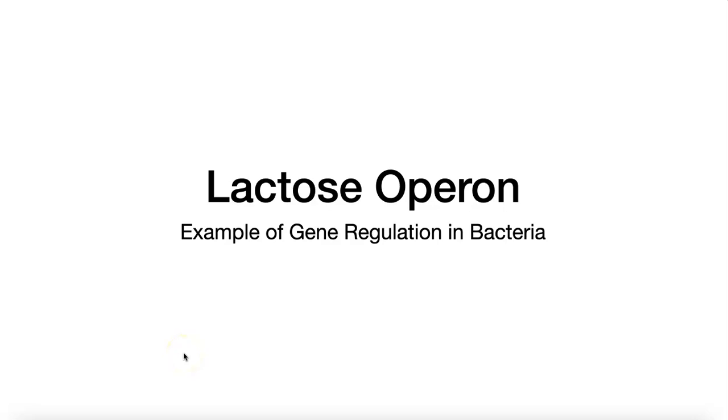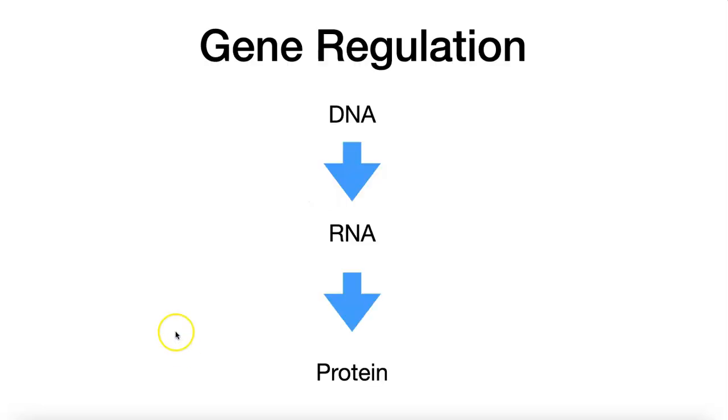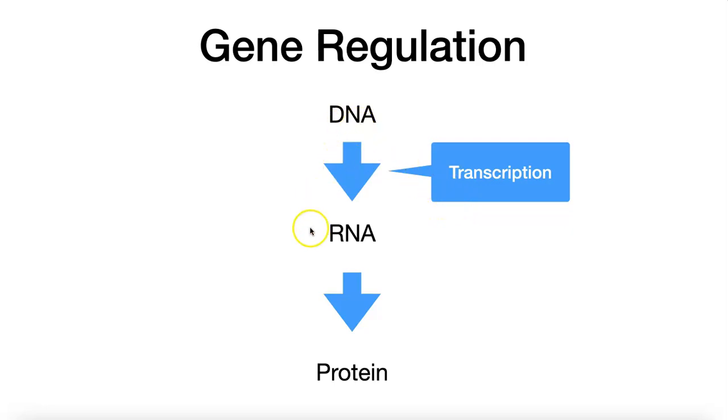This video is about the lactose operon. It's an example of how bacteria regulate genes. So we have looked at this many times where DNA is the informational source that's used within all organisms to make RNA copies. And that's known as transcription, the process of taking a DNA molecule and making an RNA copy. And then that RNA is used to make proteins in the process of translation.